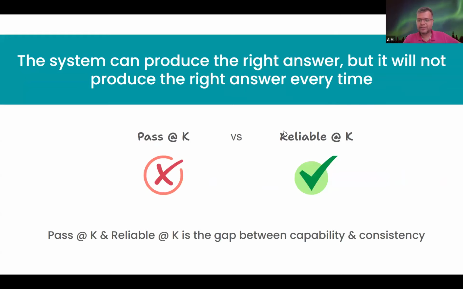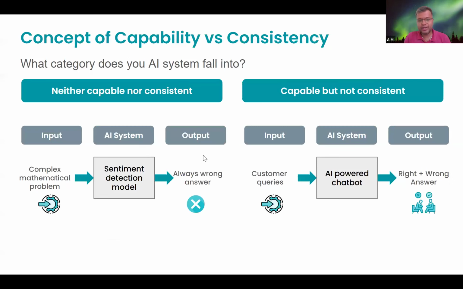Now let's talk about something called reliable at k. This is a slightly stricter metric, which will highlight the gap between capability and consistency. What this metric tells us is, let's say I have done 5 tries, how many times did I get the right answer? So again, I'm going back to the same example as before. In the case of this neither capable nor consistent model, your pass at k value was 0. And since none of the times you get the right answer, your reliable at k also becomes 0. So if you subtract them, pass at k is the same as reliable at k. That means there's no gap between capability and consistency, right?